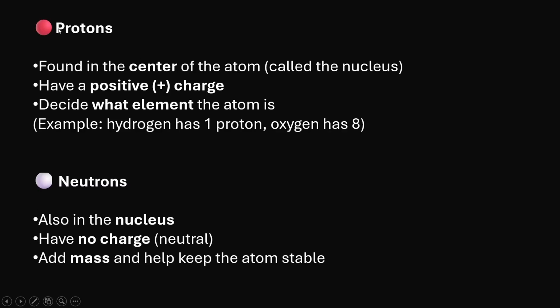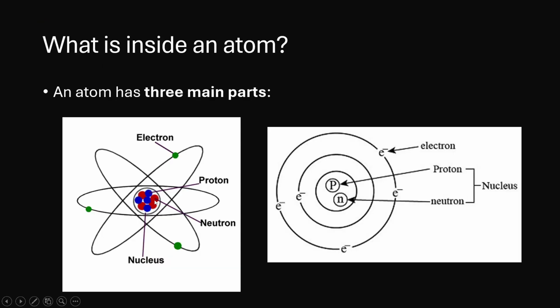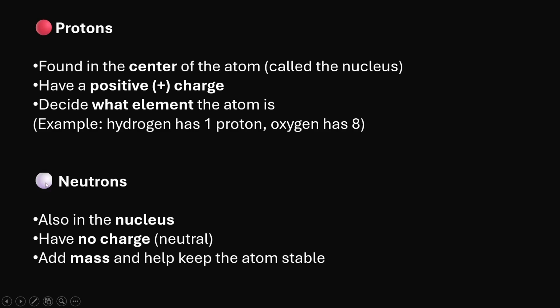Next, protons, found in the center of an atom called a nucleus, have a positive charge. So protons inside a nucleus have positive charge, and the nucleus overall is neutral. And electrons are negatively charged. You will see in the video.